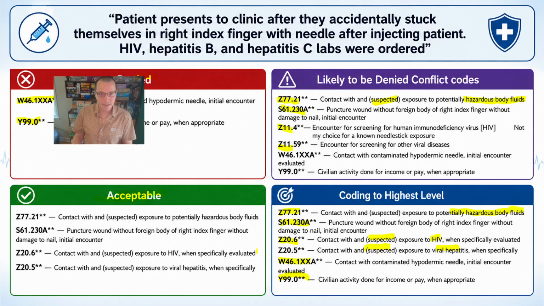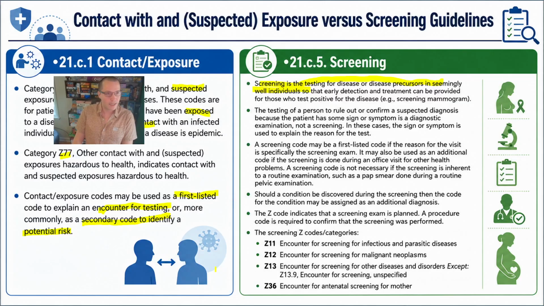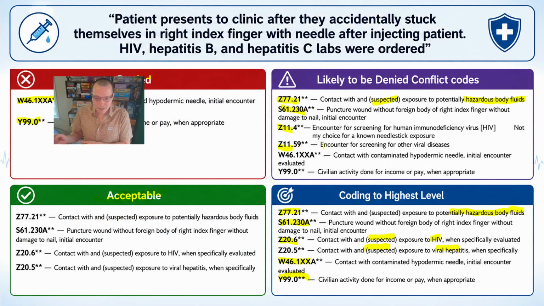And that's basically it. That's needle sticks for you. Just make certain you're avoiding these two conflicting guidelines. If you report a contact with a screening code, your likelihood of being denied is pretty high just due to how these guidelines are written. So instead, I would recommend you code it like at the bottom.